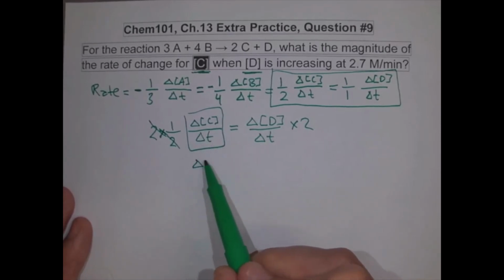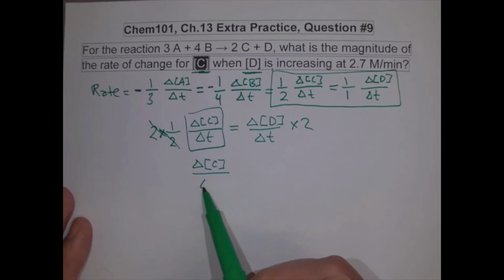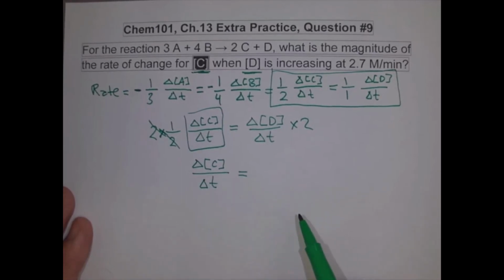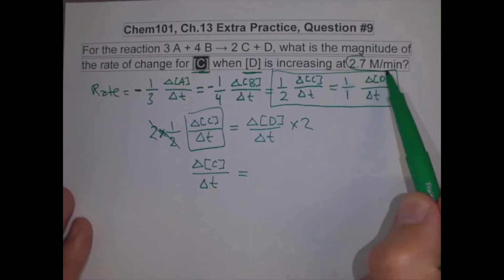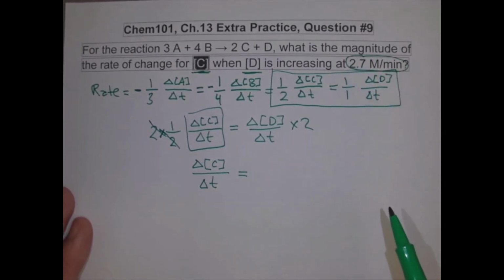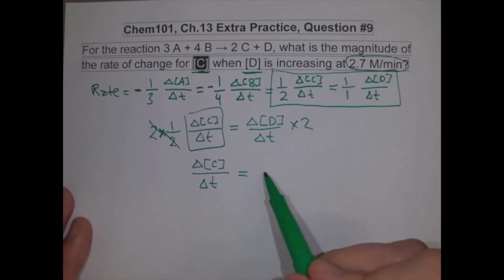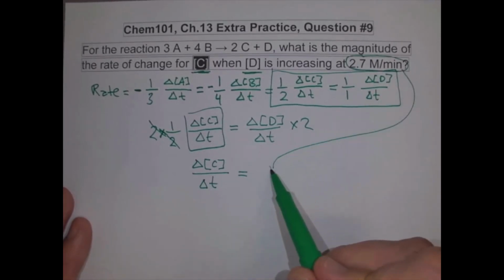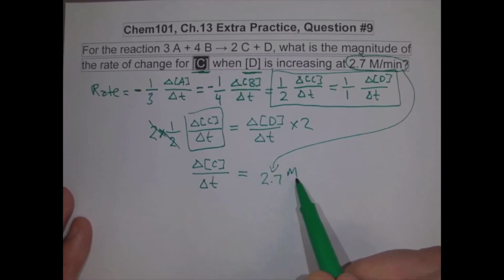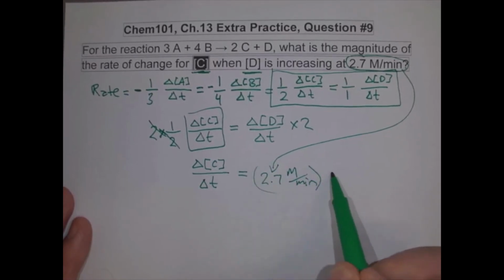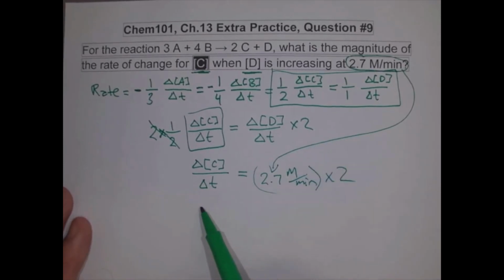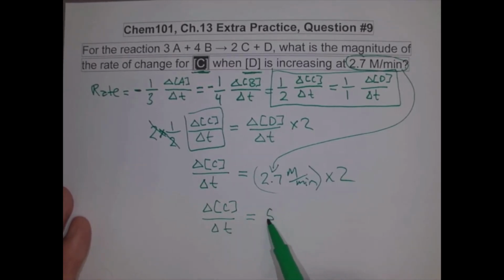That's what I'm looking for. So the change in the concentration of C over the change in time equals 2 times the change in concentration of D over the change in time. Now that's actually what I'm given. That's 2.7 molar per minute. So I'm going to go ahead and make that substitution. I'm going to substitute that in right there. So 2.7 molar per minute times 2. So that means my answer is the change in concentration of C with respect to time is equal to 5.4 molar per minute.